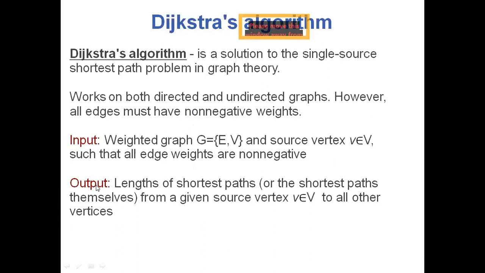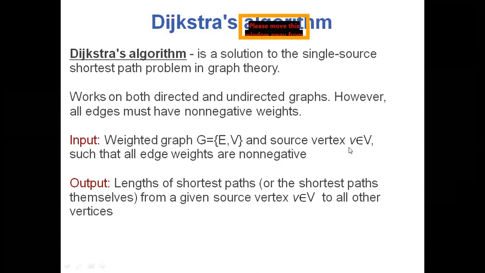So, input. What is the input and what is the output of our algorithm for finding the shortest path? So the input is a weighted graph G equal to (V, E). Weighted graph means each edge in the graph is labeled with the cost of the edge or the distance of that particular edge, that is, from one city to another city. What is the distance? That is the weight. And the source vertex v belongs to V such that all edge weights are non-negative.